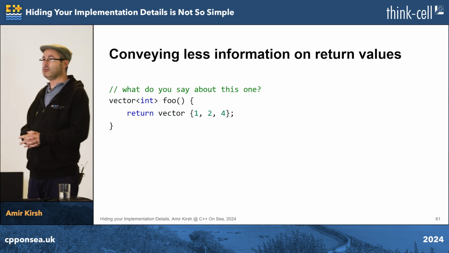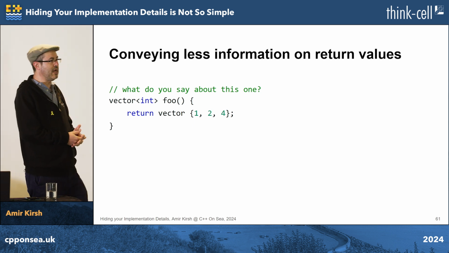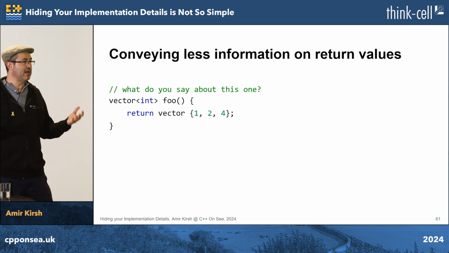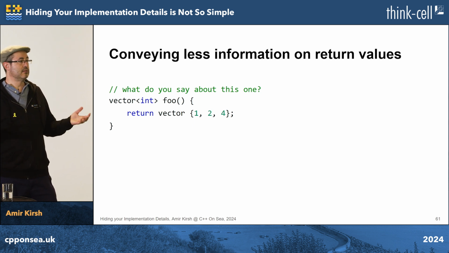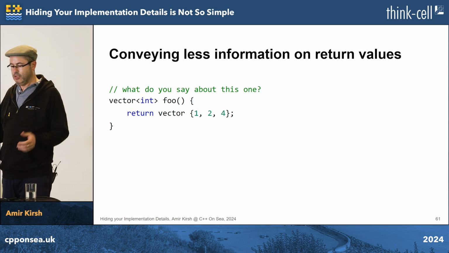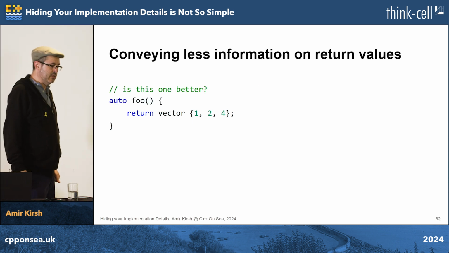Reveals too much information. I mean, if later we decide not to return a vector, what else can be returned from the function with the same semantics? A list, a std array, right? I may return something else. So maybe this one. What do you say about this one?